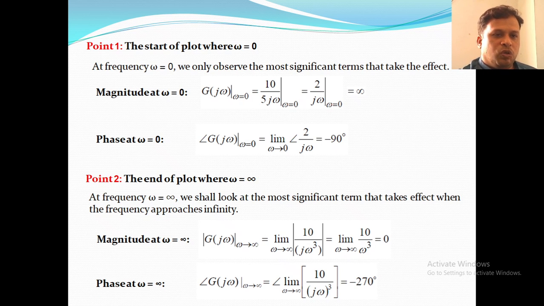This formula also should be remembered: limit omega tends to infinity of 10 by j omega cube, where the j is removed, and limit omega tends to infinity of 10 by omega cube. If you solve this equation, anything divided by infinity is 0. So we get the magnitude as 0 here and the magnitude as infinity there. The magnitude ranges from 0 to infinity and the angle ranges from minus 90 to minus 270 degrees. So for this range of minus 90 to minus 270 degrees, you have to plot the graph.